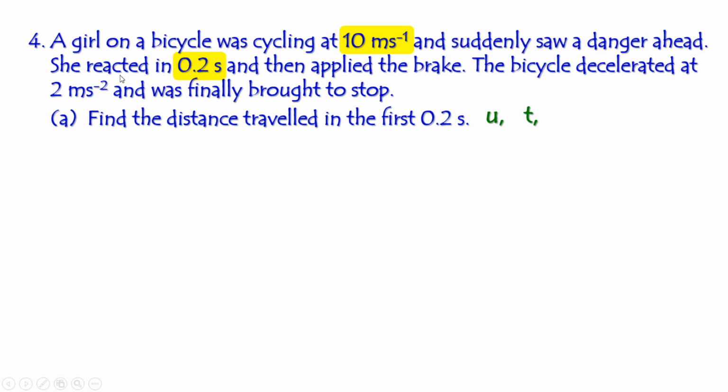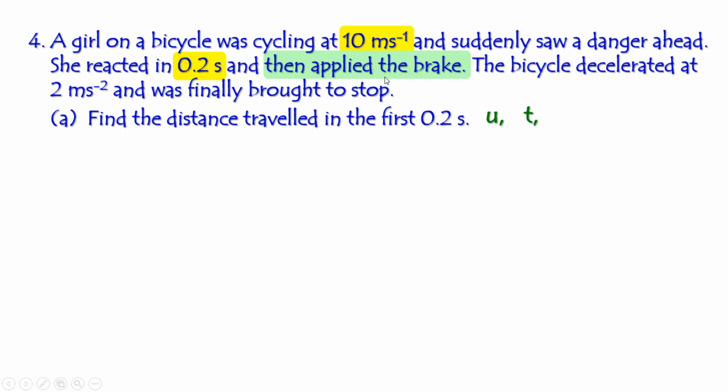To understand this statement, she reacts in 0.2 seconds. That means when she saw the danger, she can see something but can't react. She has to respond. How long did she take to respond for the act? It is 0.2 seconds. Understand? That means during this period, she does not apply the brake. She then applies the brake. Okay, it is another part.